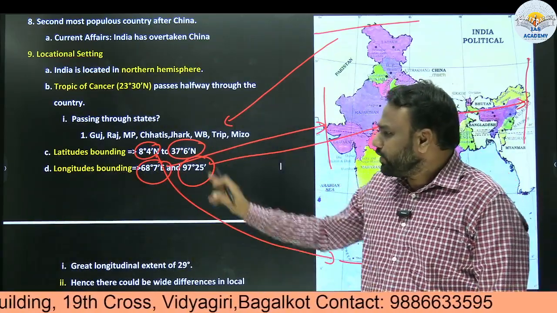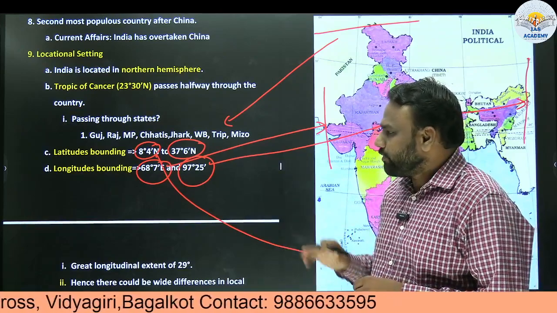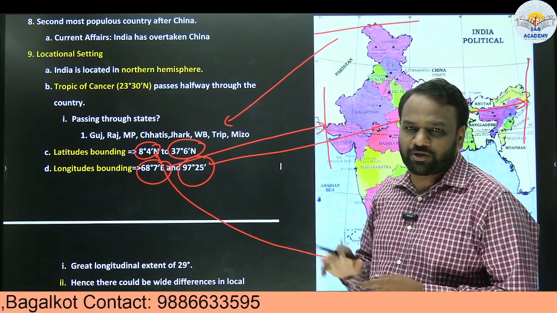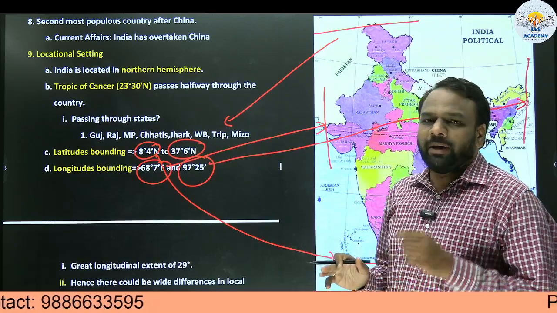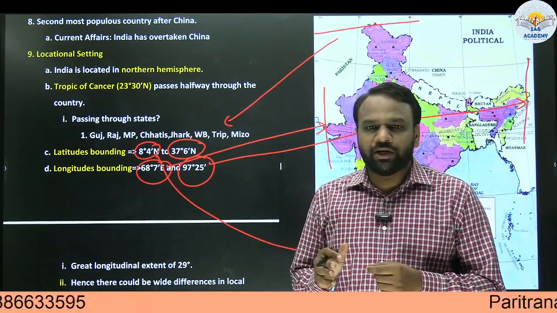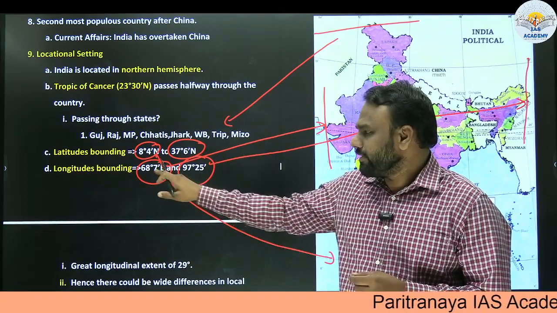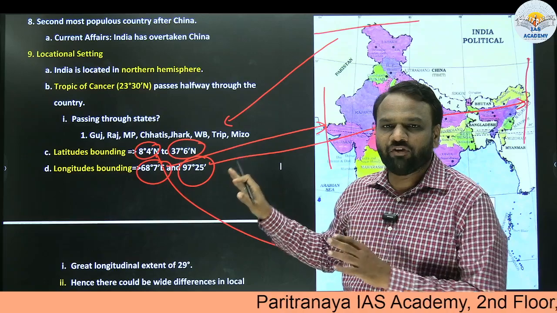So do we need to know these values? Yes, we need to know these values. From an exam point of view, it becomes important. In the recent past they were not asked, but probably they will ask a question. So it is very important, we have to memorize these values. India is bounded by 8 degree 4 minutes north latitude and 37 degree north latitude. Similarly, when it comes to longitude, 68 degree 7 minutes east to 97 degree 25 minutes east.